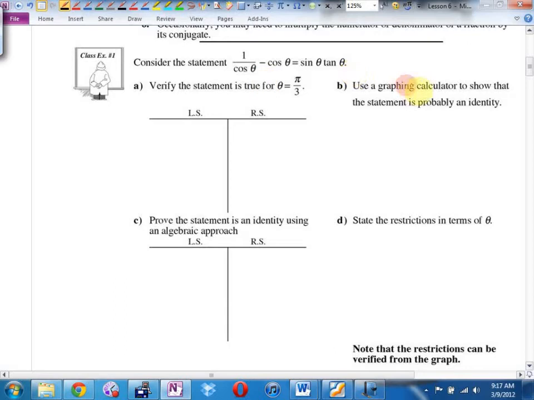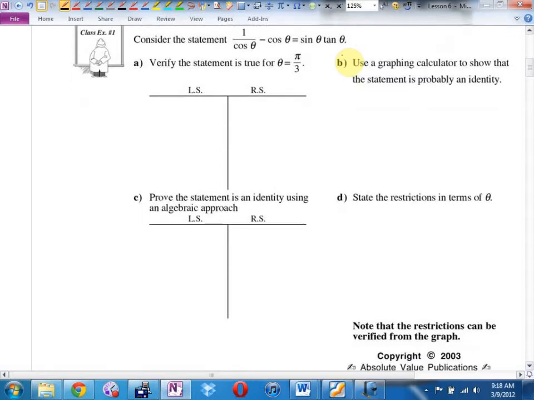B says, use a graphing calculator to show that this is an identity. What they mean is, if you graph the left side as y1 and the right side as y2, you'll only get one graph appearing on your screen because they're the same graph. That's a way to check, but we're not going to solve them that way, Maria. What we're going to do is see.